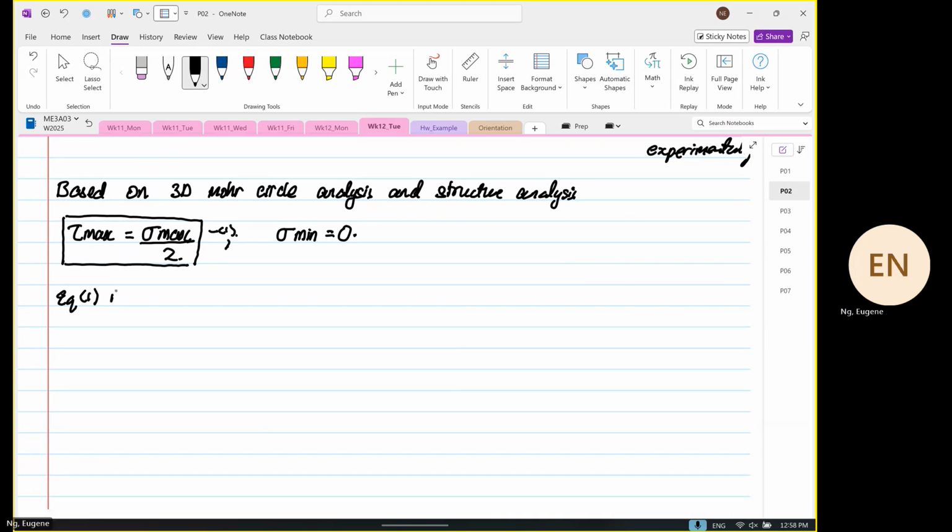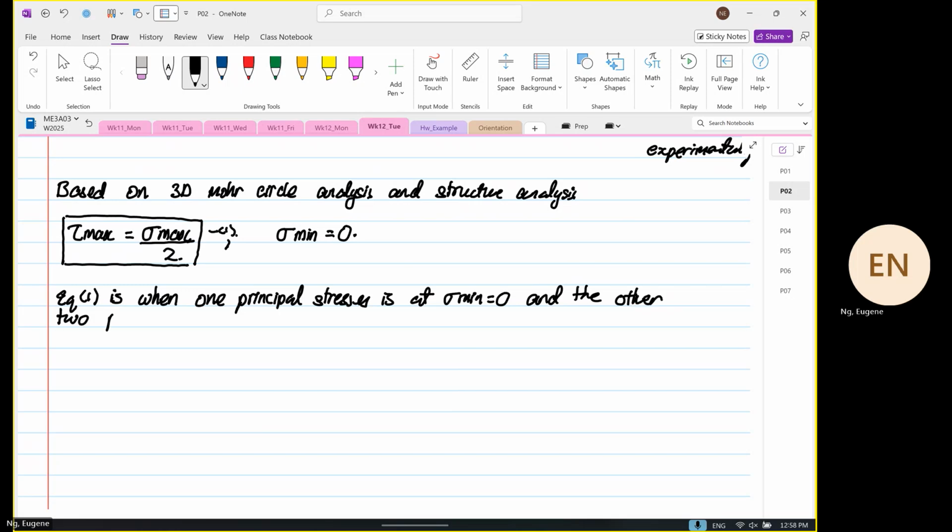So by looking at equation number 1, equation number 1, okay, is when one of the principal stresses is at stress mean equal to 0, and the other two principal stresses are either both positive or both negative.